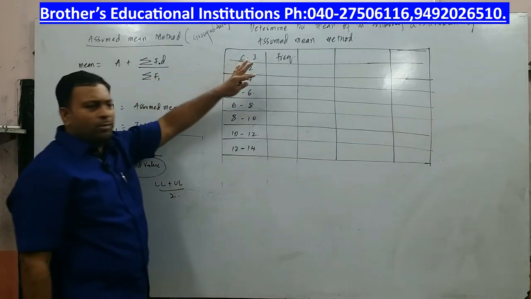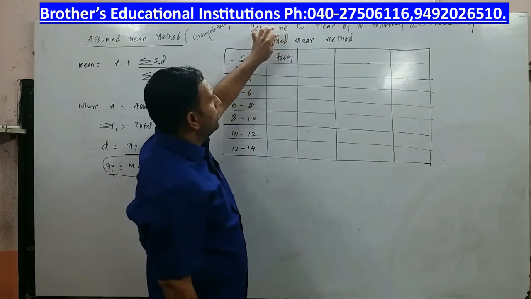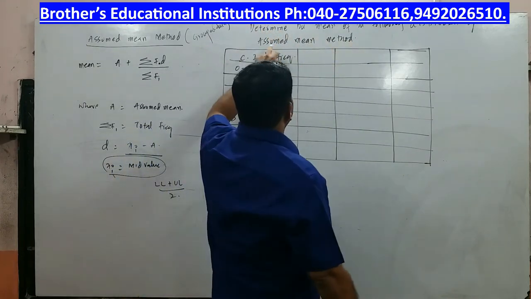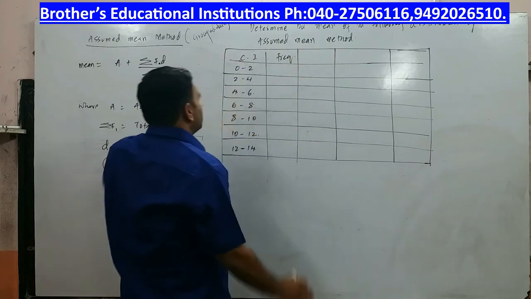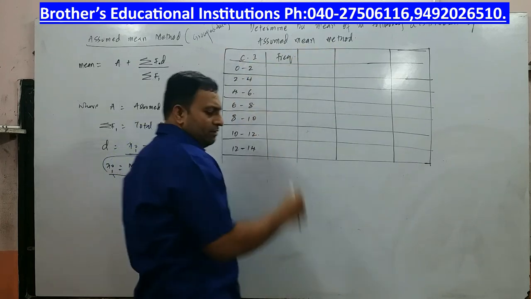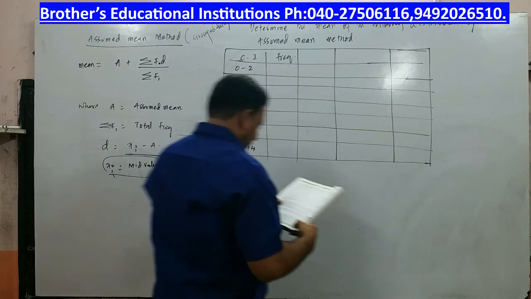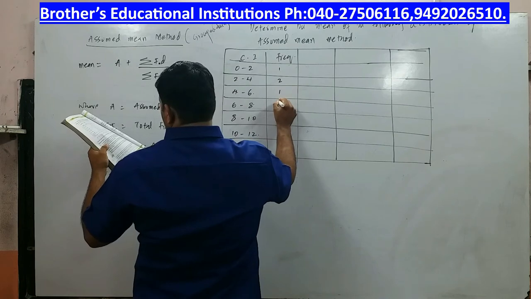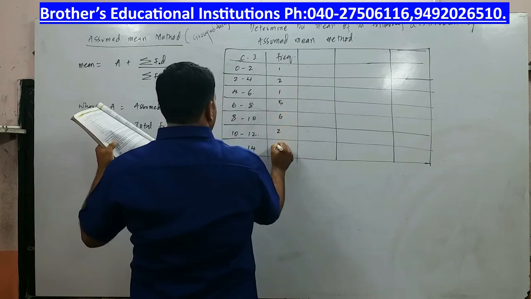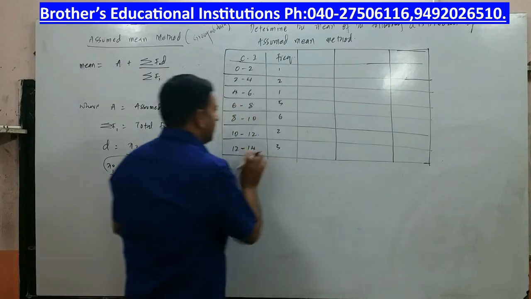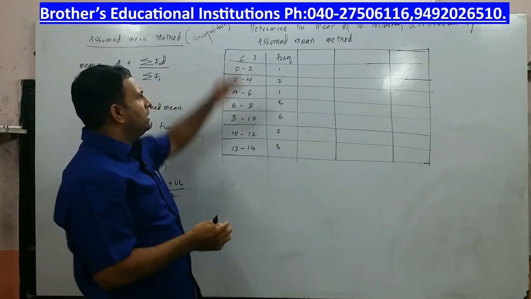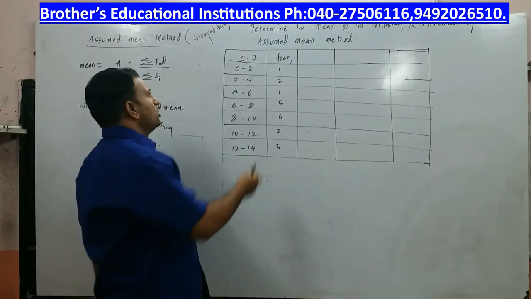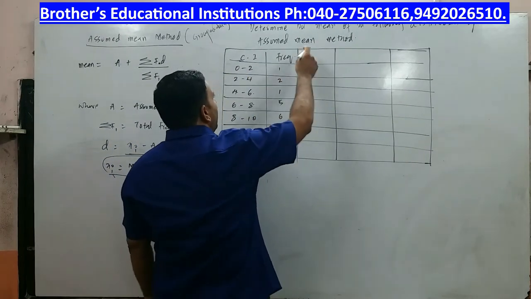Now here you have a problem in front of you, wherein we are supposed to determine the mean of the following distribution using the assumed mean method. There are 2 things given to you: class interval and frequency. Frequency is not given here, so let me write the frequency from the textbook. It is 1, 2, 1, 5, 6, 2, 3. Usually in the question paper these 2 things are given horizontally, and you need to copy the problem in your notes vertically. So I write the class interval, I write the frequency, and now these columns are important.